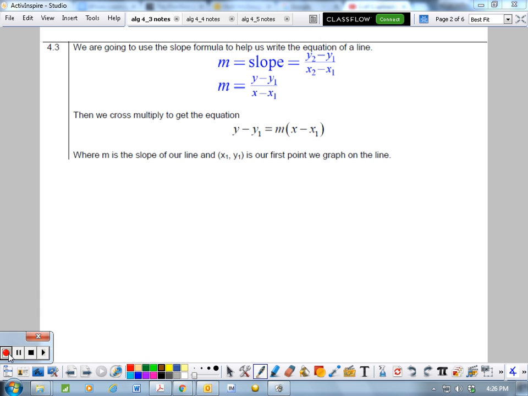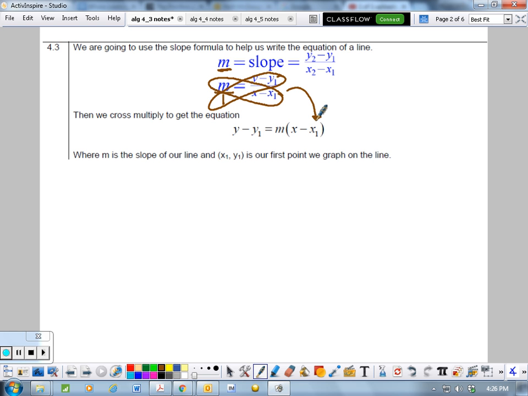So our slope formula: M for mountain slope, so m equals slope, which is y2 minus y1, or our change in y's, over x2 minus x1, or our change in x's. So here's our formula written out. In fact, I can write this as m over 1, and then use a property from chapter 1 called cross multiplying. So I get 1 times y minus y1 equals m times x minus x1. And that gives us this formula right here.